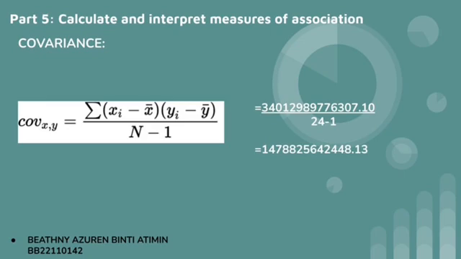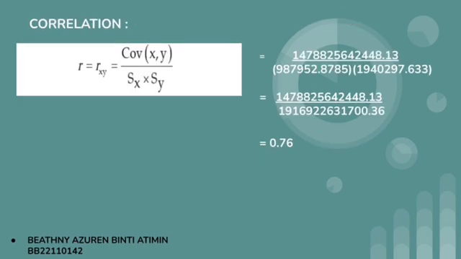The summation of x minus x bar times y minus y bar is 340,129,763,071,0 divided by 24 minus 1, which is 23, and the final answer will be 147,882,564,448.13.